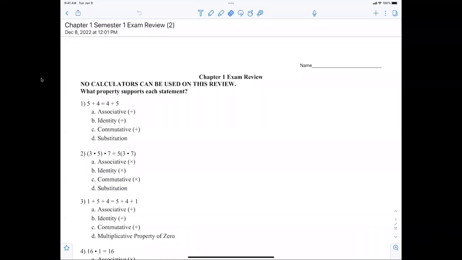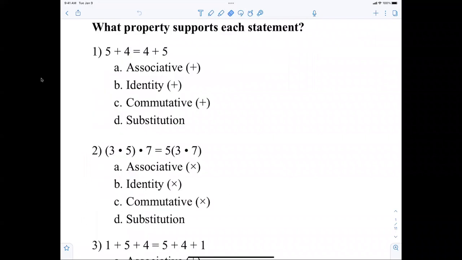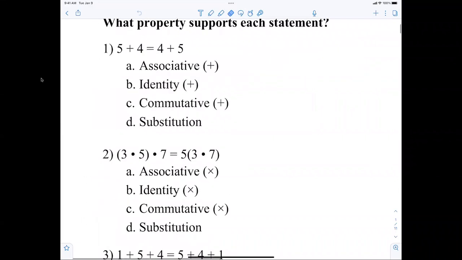All right, so here we go. Does anybody remember associative? Listen, do me a quick favor before you tell me. Associative has to do with grouping. All right, so I'd like you to put that down. Associative has to do with grouping, which means there's parentheses involved.